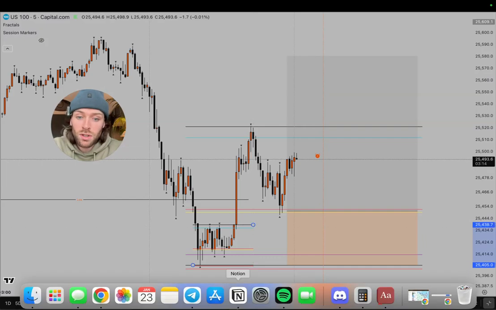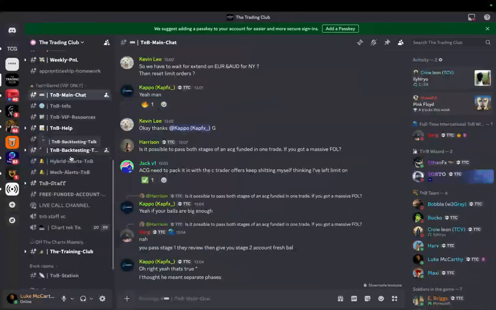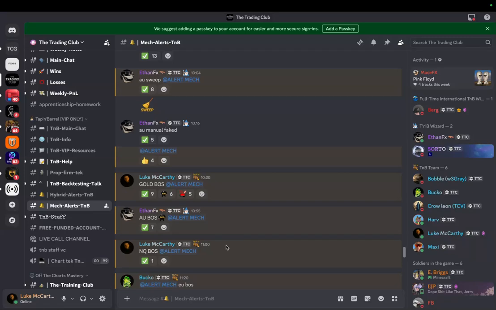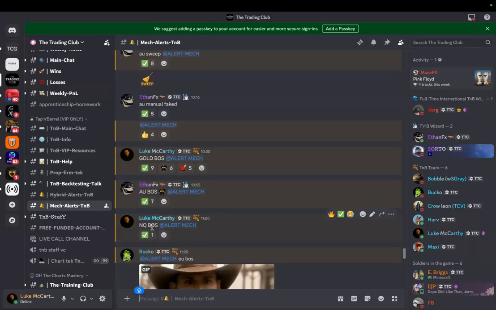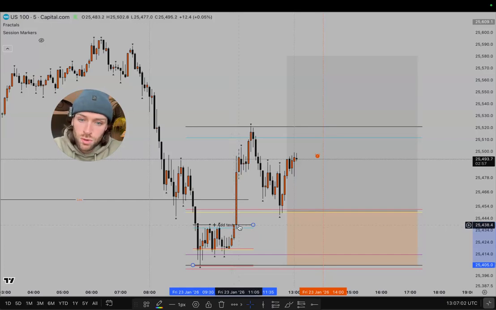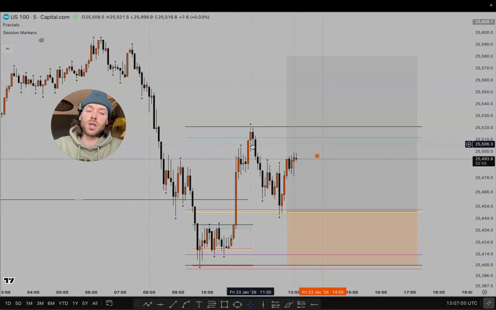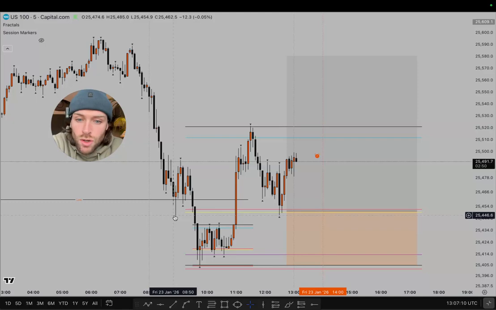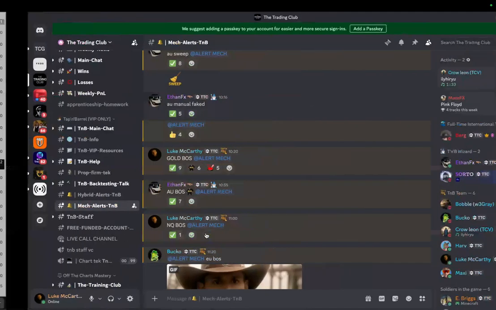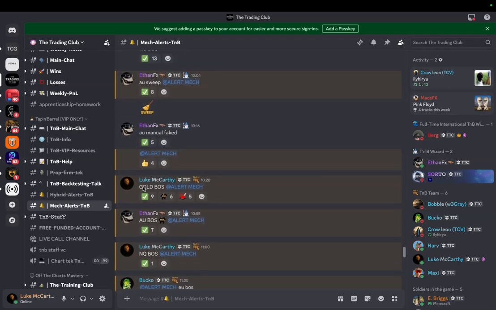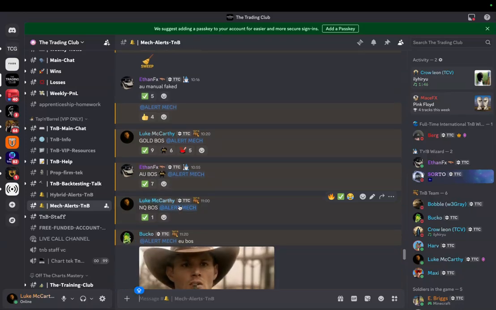Actually, as soon as this candle closed, I whacked a message into the alerts chat. So you can see the alerts. NQ break of structure, 11 o'clock on the money. Straight away, 10:55, that candle closed. Within 30 seconds, you would have an alert in your inbox if you're in the VIP. Every step that happens, you can see the different steps: fake out, sweep, gold break of structure, AU break of structure, NQ break of structure.